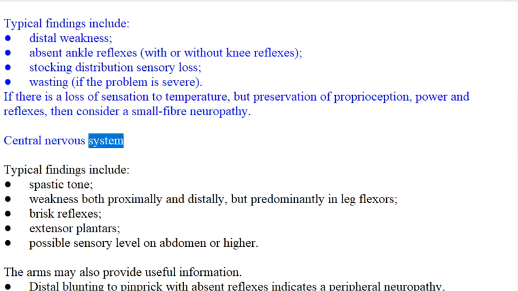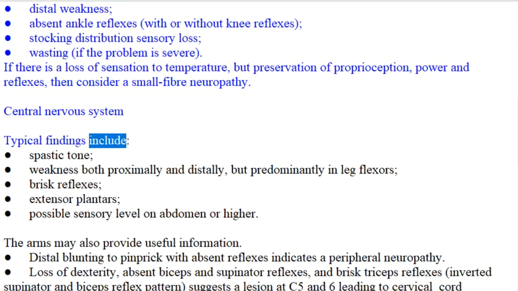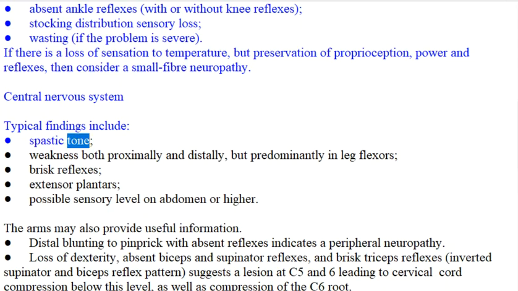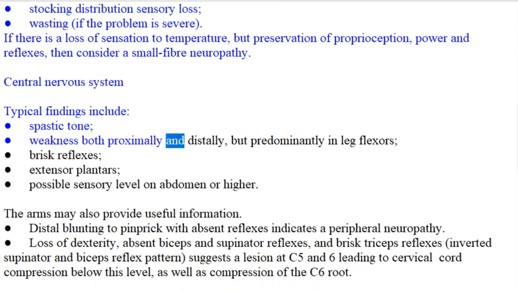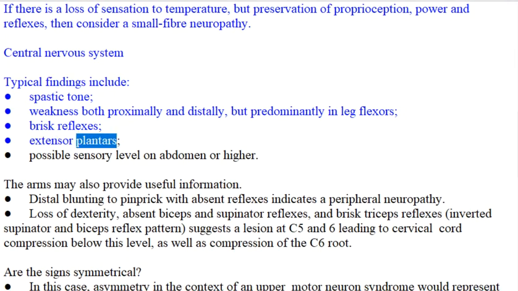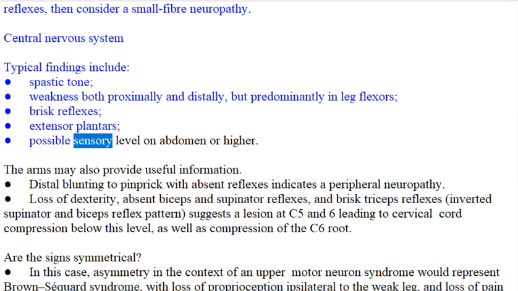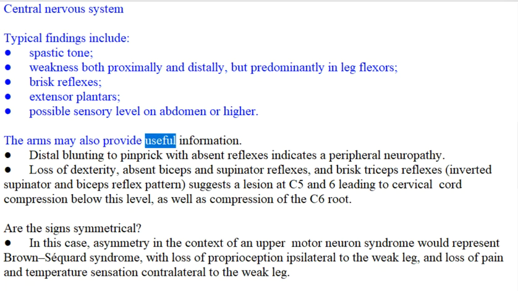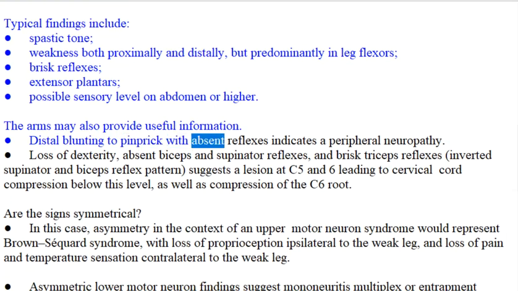Central nervous system. Typical findings include spastic tone, weakness both proximally and distally but predominantly in leg flexors, brisk reflexes, extensor plantars, and possible sensory level on abdomen or higher. The arms may also provide useful information. Distal blunting to pinprick with absent reflexes indicates a peripheral neuropathy.